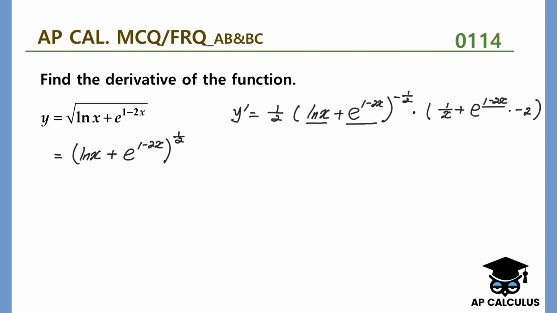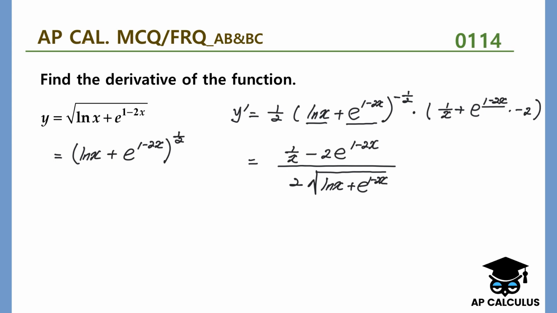So far so good. So let's simplify this. In the denominator, we have 2 times natural log x plus e to the 1 minus 2x to the power of negative 1/2, right? So it's going to be square root of natural log x plus e to the 1 minus 2x, right? And in the numerator, we have 1/x minus 2 times e to the 1 minus 2x. And we don't want to leave our answer in complex fraction form.